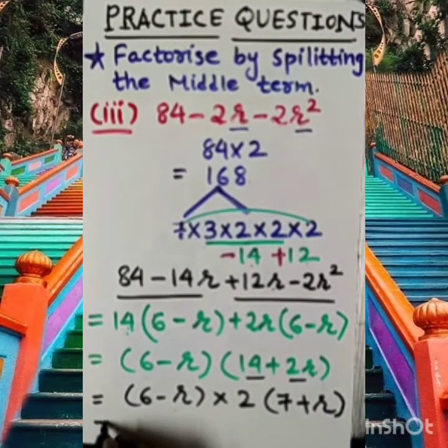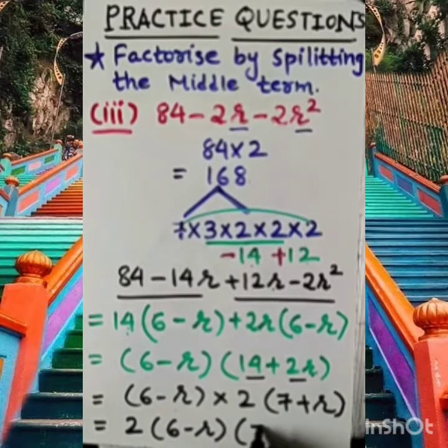So finally if I arrange it in a proper way, I should write 2 here. Then 6 minus r is one factor, and the other factor is 7 plus r. The order of this you can change. There isn't any problem with changing the order, because they are commutative. Okay. So dear student, the factors of the given polynomial are 2 into 6 minus r and 7 plus r. I hope it's clear to you.